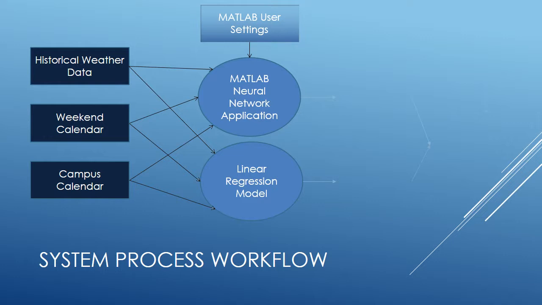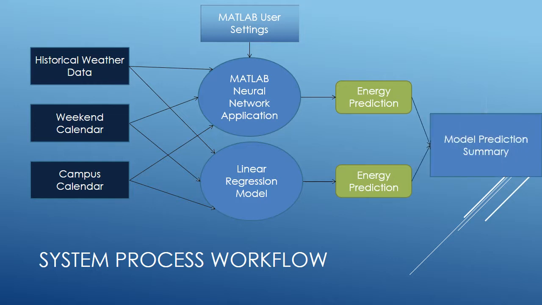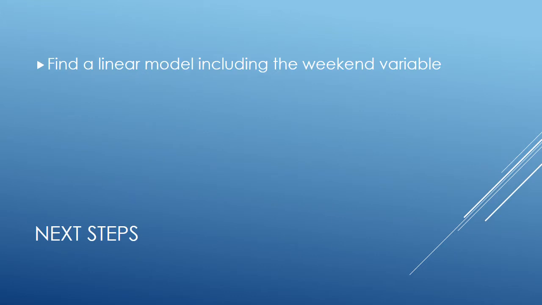These, along with MATLAB user settings, will be inserted into the MATLAB neural network application, which we will be able to find an accurate model, and we will also use the linear regression model to bring the outputs of energy predictions from both models. Then we will compare both of these using a model prediction summary, and we will also include the actual energy output data to make comparisons and see which are most accurate.